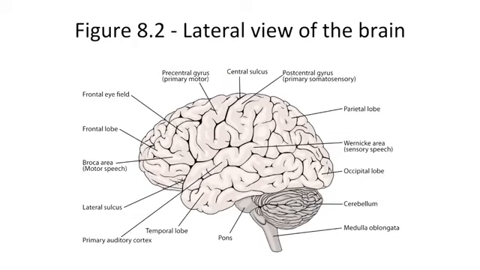This is figure 8.2, which is a lateral view of the brain. This is posterior, and this is anterior. As we briefly discussed in section 1 of this chapter, Broca's area is right here. Again, this is in the inferior frontal gyrus.